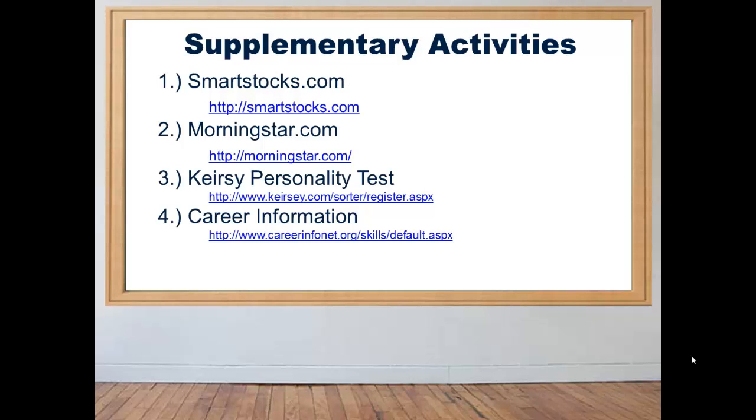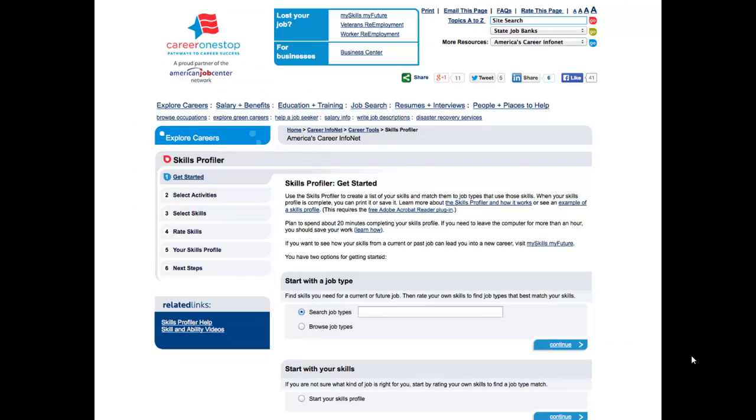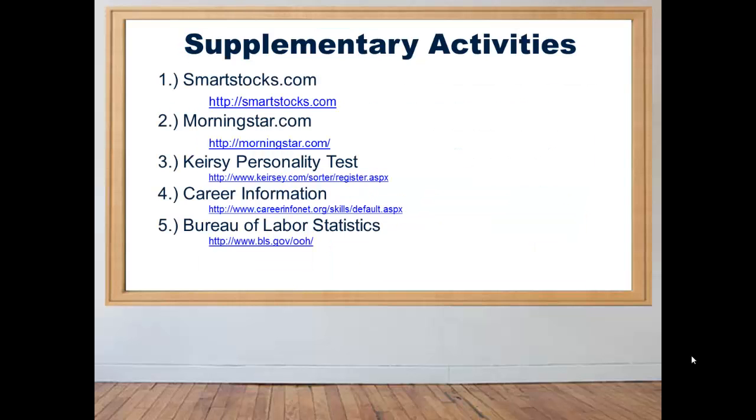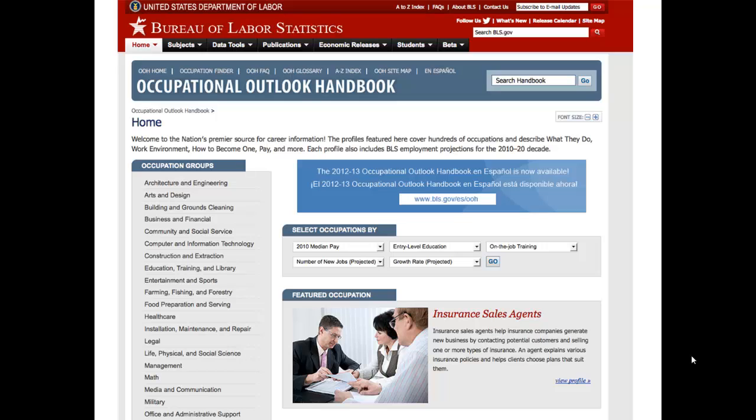CareerInfo.net is a great place to have students research careers and jobs and also to get to know more about these types of careers. The Bureau of Labor Statistics is a site produced by the U.S. government that also assists with this task. This site shows lots of statistical information about many types of professions and different aspects of that line of work.